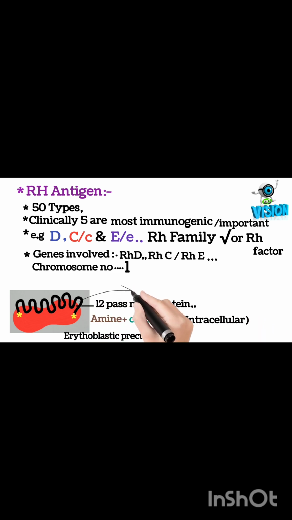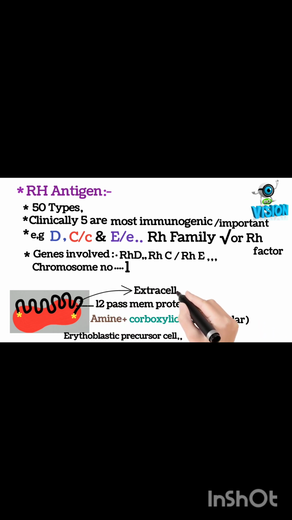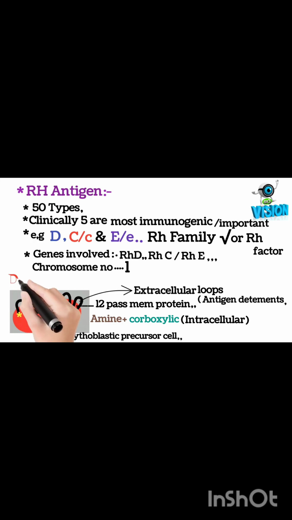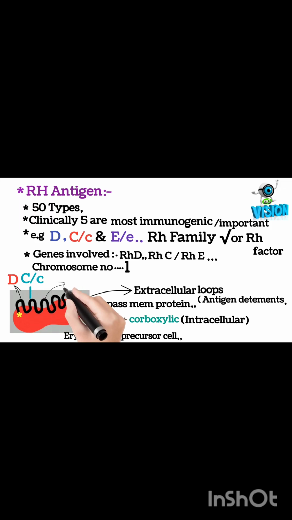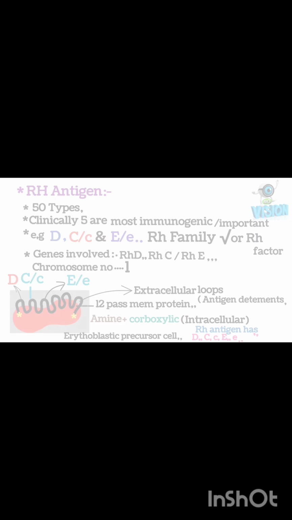Right? Now look towards the extracellular surface of this RBC cell membrane. These loops are extracellular loops, and they have antigen determining property. This loop contains the Rh antigens D, one more capital C or small c. On the next loop there is capital E, or we can say small e. Collectively these 5 antigens are known as Rh antigens, which indicates that when we talk about Rh antigen, it is a combination of 5 antigens that we have already mentioned.